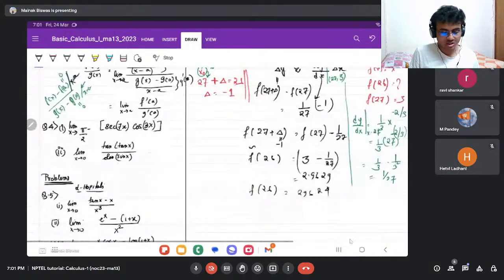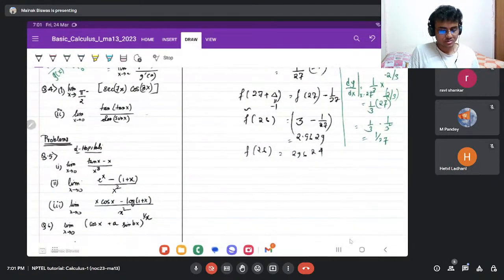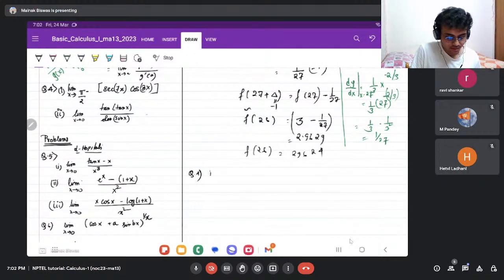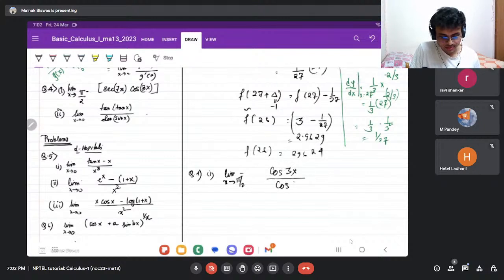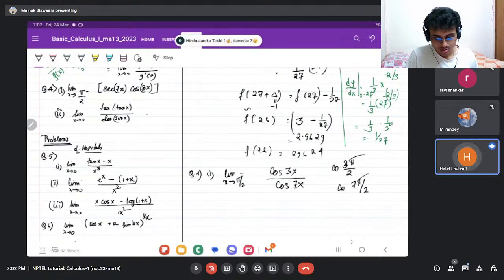So let's solve some questions. We'll try and finish up fast. So question 4, we have a lot of questions to solve. Limit x tends to pi by 2 of minus cos of 3x by cos of 7x, right? So you agree that cos 3x by 2 and 7x by 2 are all 0. It's 7 pi by 2, right? Not x by 2. These are 0. Yes, sir.